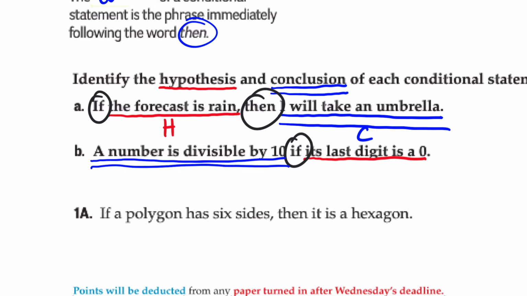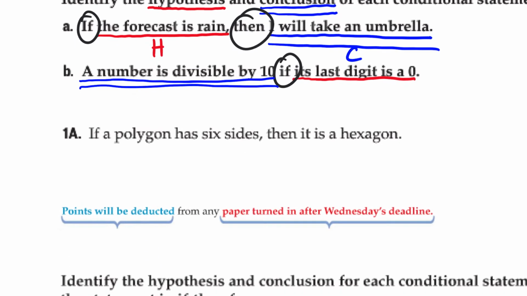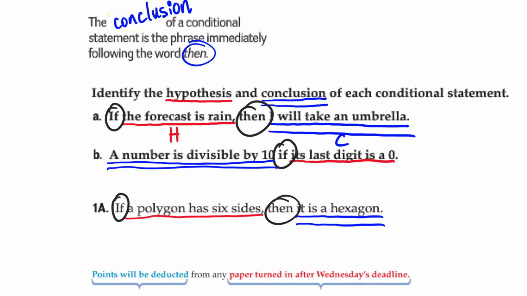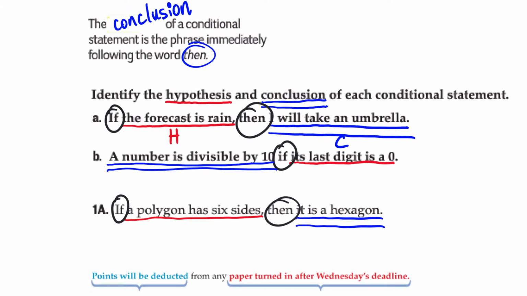All right, on this third one here, what do you think the hypothesis in this conditional is? Good. A polygon has 6 sides. And how do you know that's the hypothesis? Because of the word if. Then what's the conclusion going to be? It is a hexagon. And again, because of that keyword right there, then. So we're just looking for if and then.